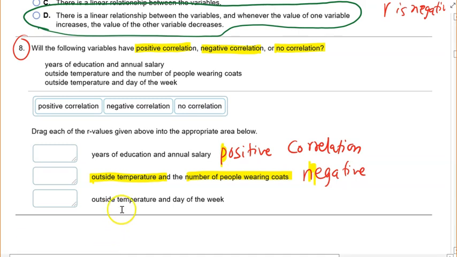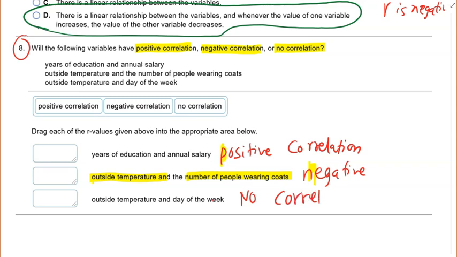Finally, outside temperature and day of the week. They are not related. Remember that. On Monday, what is the temperature? Because on Monday the temperature is more or less, Tuesday more or less, it doesn't matter. These two are unrelated. There is no relation between outside temperature and day of the week. Therefore, it would be no correlation. Make sense?